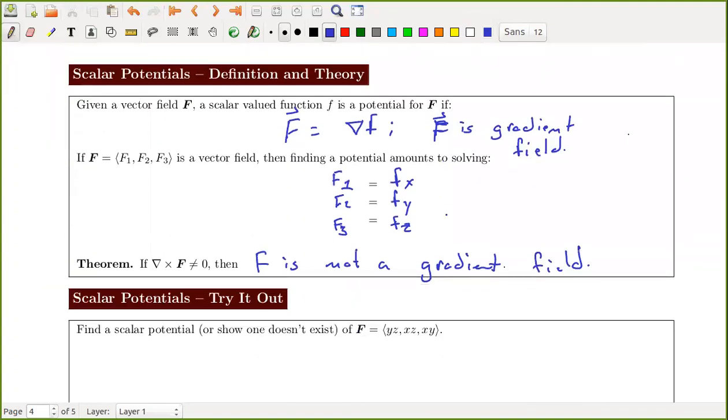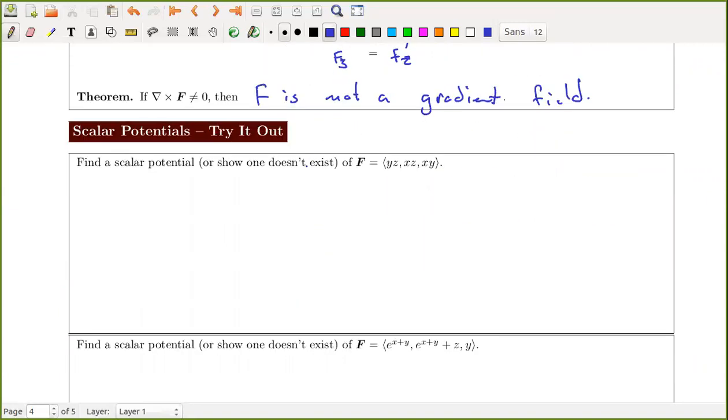Okay, and so the important difference is that not all vector fields are gradient fields. That means not all vector fields have a potential. In other words, that means that not all vector fields have an antiderivative. And that is a different thing than what you saw in Calc 1. So let's very quickly look at this example.